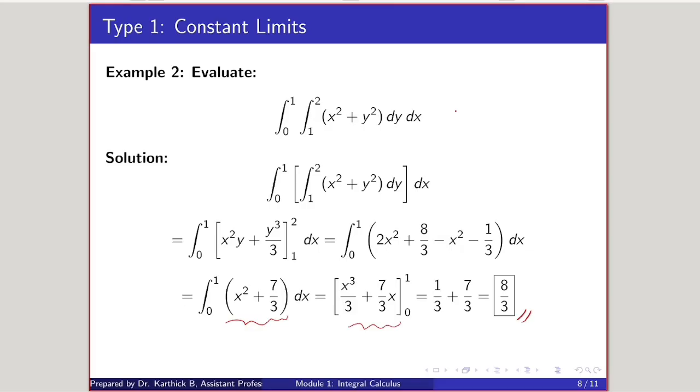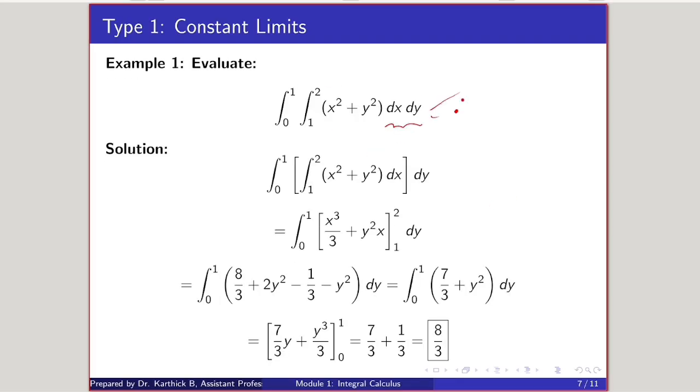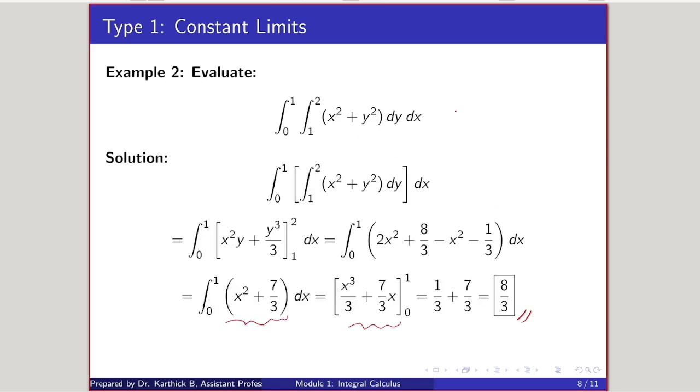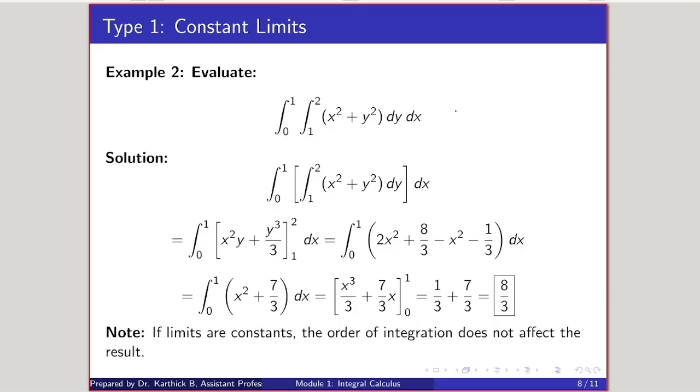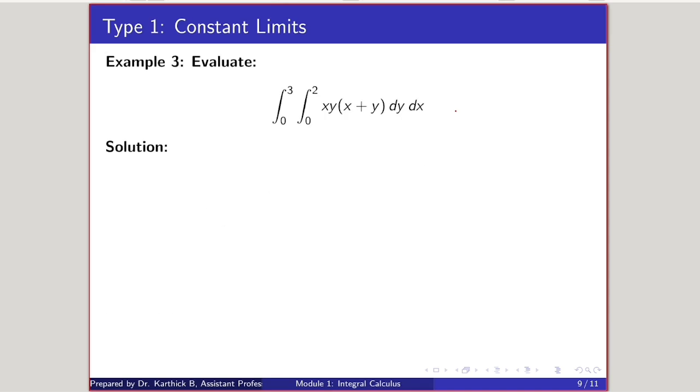So from this, we observe that in the previous problem also, I got the same result 8 by 3. If I change the order of integration, I get the same result again. So from this, we can make a note that if the limits are constant, then the order of integration does not affect the result. This is a very important note. If the limits are constant, the order of integration doesn't matter. There won't be any change in the answer. Okay. On the next, a similar problem.